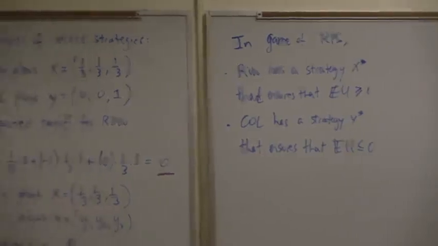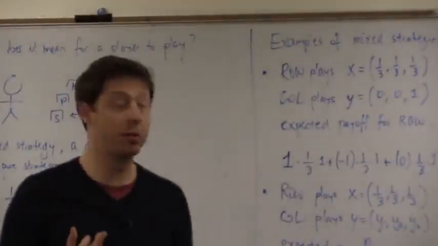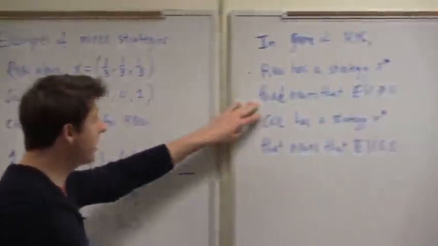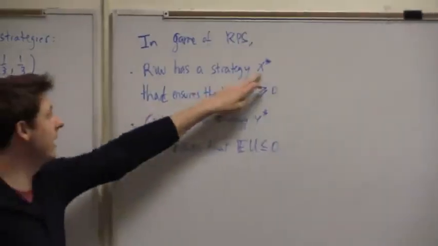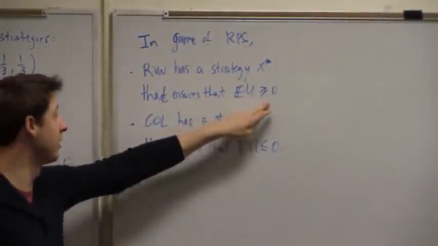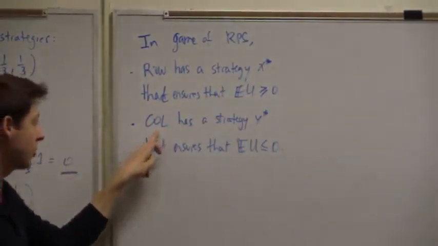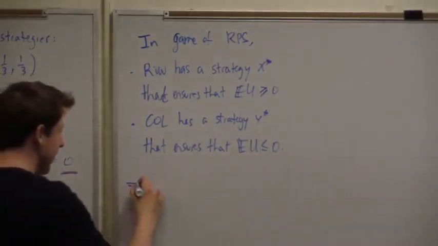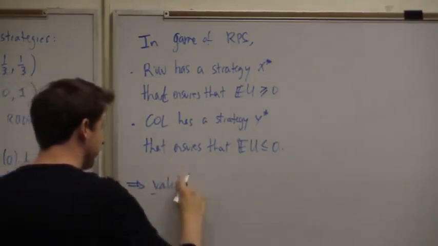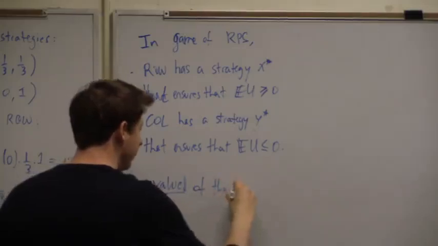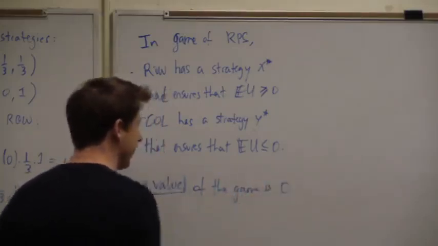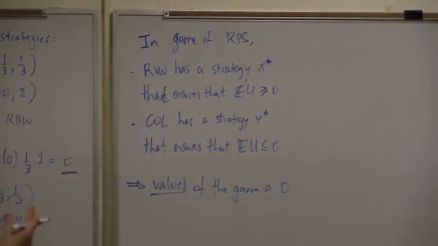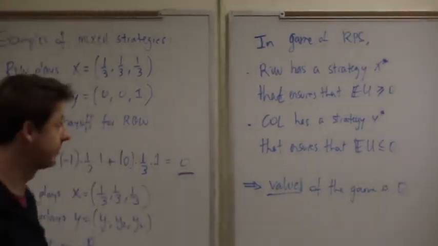This also means that x star and y star are the best strategies that either player could use, because the row player cannot expect to find a strategy better than x star that always ensures that expected payoff is more than 0, because the column player does have a strategy that makes sure that the expected payoff is no more than 0. So this means that we say that the value of the game is 0. There is this kind of equilibrium where the best strategy of one player ensures the same expected outcome as ensured by the best strategy of the other player.